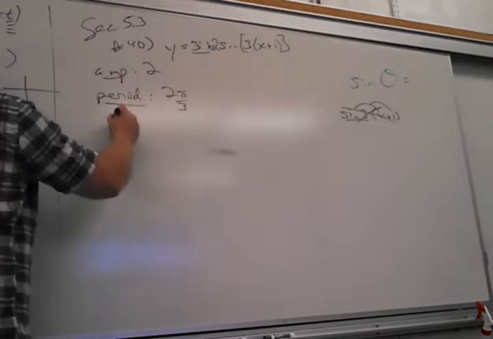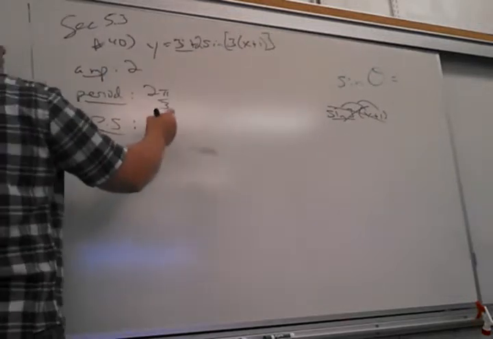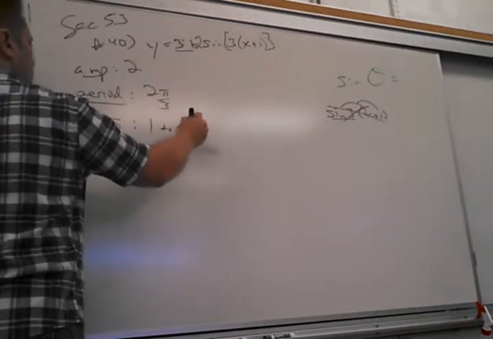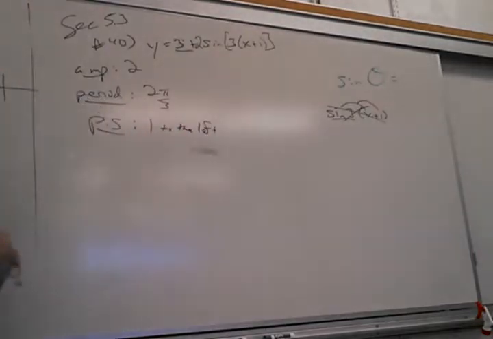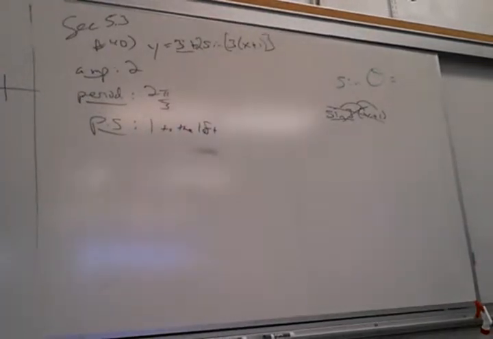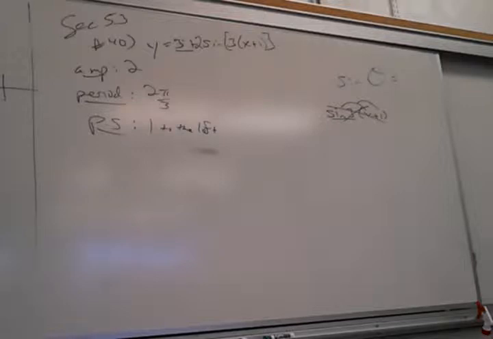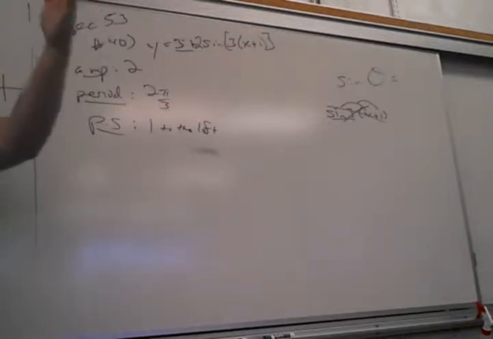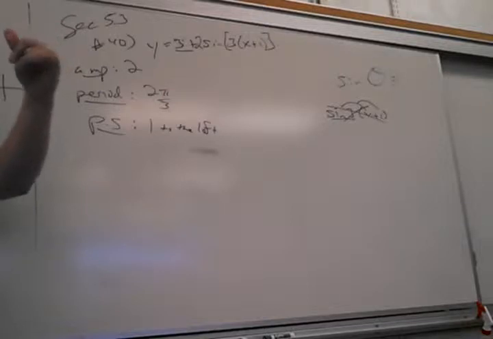And what's the phase shift? 1. 1 to the left. So it's going to start at -1, but then it's supposed to go how far past that? 2 pi over 3. You see what I'm saying? So those don't really go well together. So here's what you do.